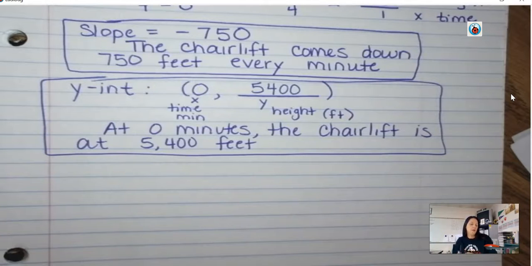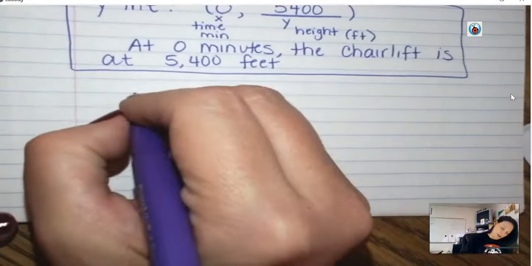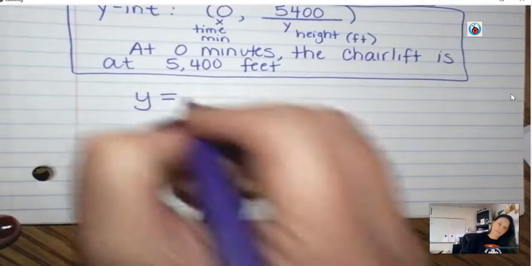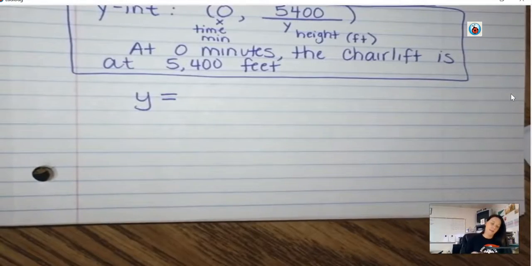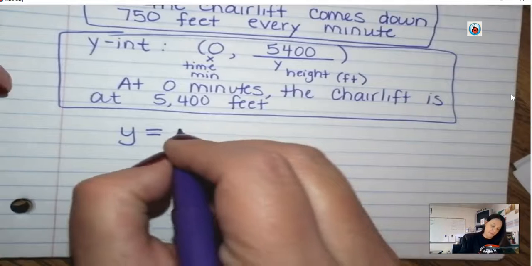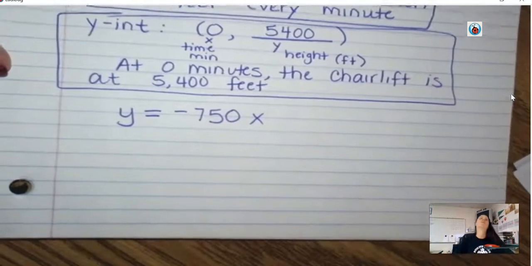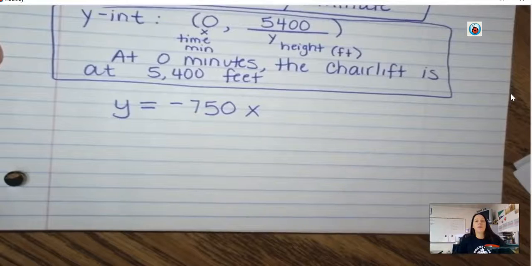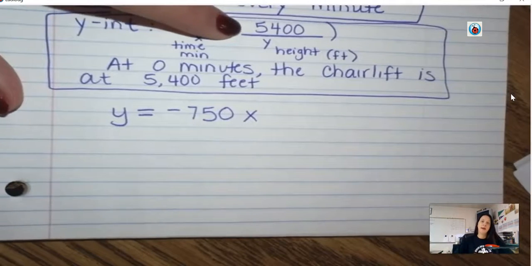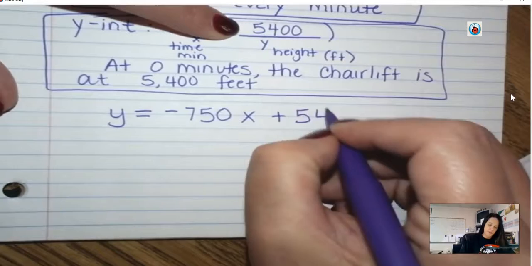Okay, so we figured out slope, we interpreted slope. We figured out the y-intercept, we interpreted the y-intercept. Next we have to write the equation. So it's always y equals. M stands for slope. The slope is negative 750. We always write our x, and then we write the y-intercept. It's at positive 5,400, so you put plus 5,400.